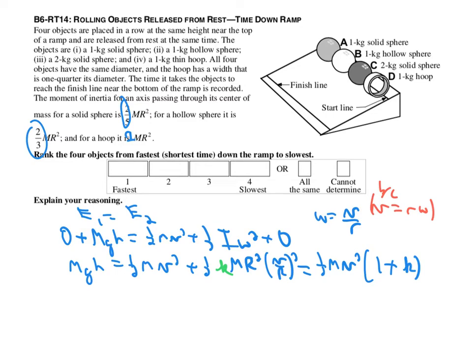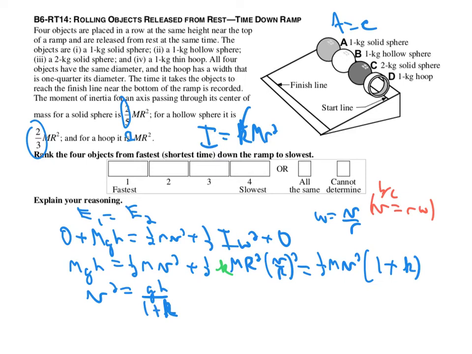And then the m's cancel, so it didn't matter that it was a 1 kilogram or 2 kilogram solid sphere, meaning automatically, before we go any further, we have A equals C for sure. And then v squared is gh, which is the same for everybody, over 1 plus little k. Here I want to point out little k is just saying that the inertia is some number times mr squared, where that number varies. This is not the spring constant k. It's just a generic constant.